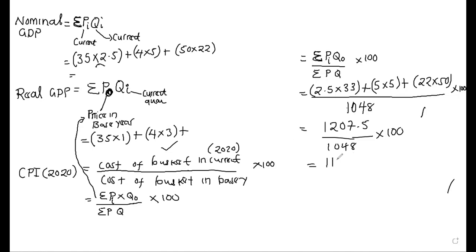So this is 115.2194. I can just say this is 115.22, rounding off to 2 decimal places. So this is my CPI. It's not a percentage. It's an index number, so you just leave it like that without any units. Then you do the same for all of them.